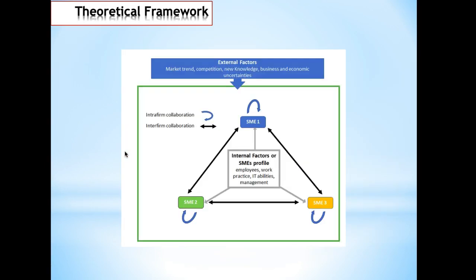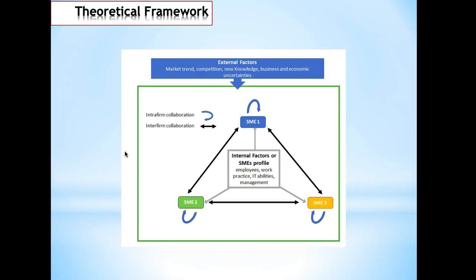Now, based on the literature being discussed about what other researchers have done on the issue, I came out with this theoretical framework that tries to summarize all the findings, and it also shows factors affecting internal and external collaboration. Secondly, it also shows the types of collaboration that exist: two types, intra-firm collaboration and inter-firm collaboration.